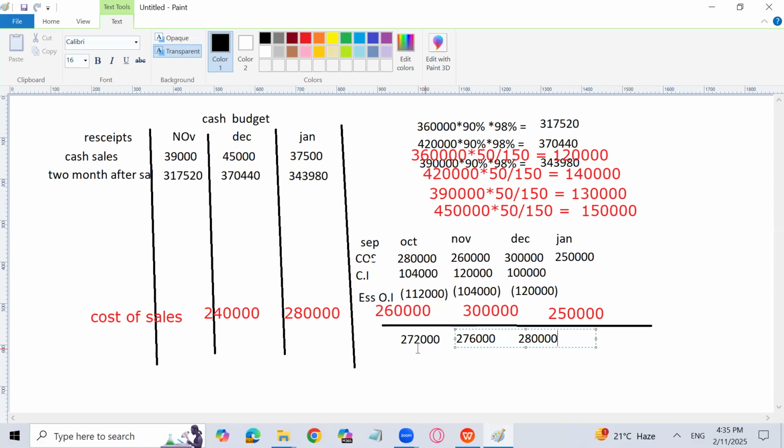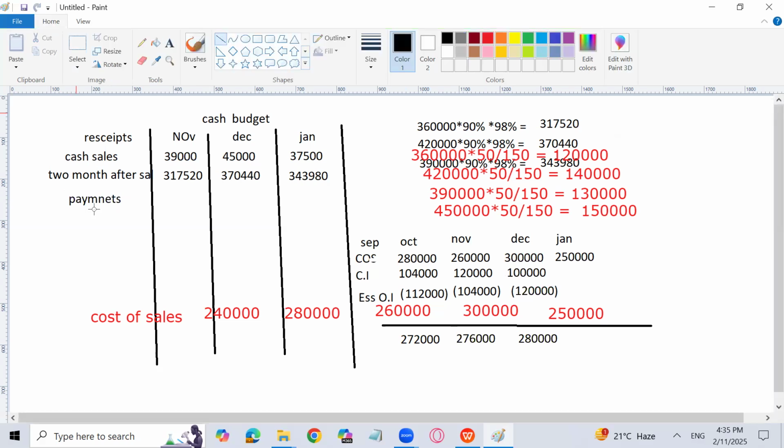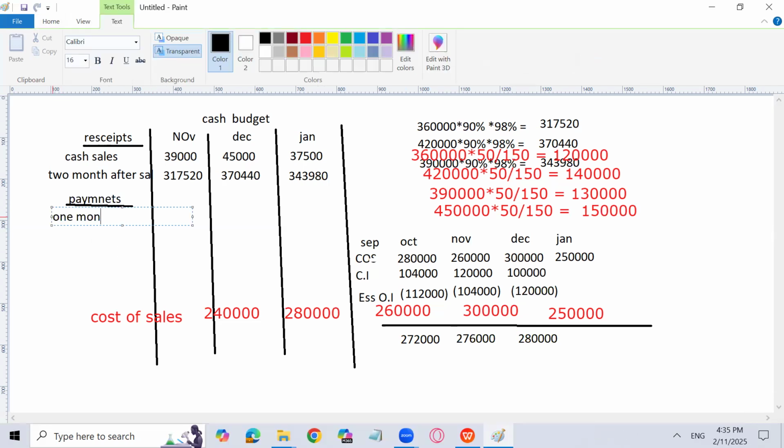So now we are basically done with that. So now I can write payments here. This question is much easier than the previous one. That was very difficult. But concept is the same concept. So payments, I will write here 1 month after purchase.